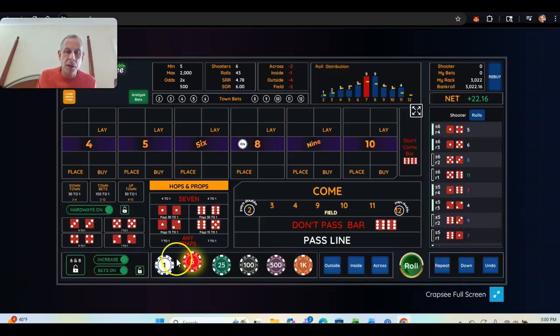Okay, so this time we're going to be on the 5 first. And of course, we're not looking for the bounce. We want an instant 7 and make our money, right? But the bounce is that extra layer. So now we want a 7 or a 10.